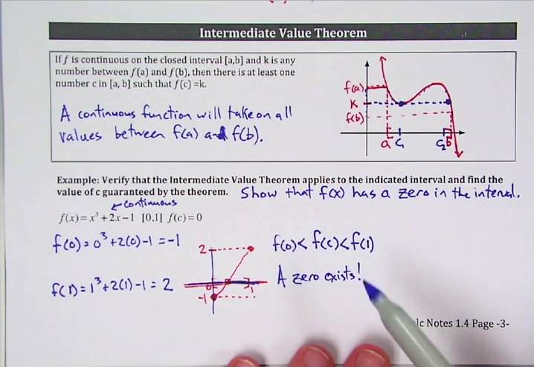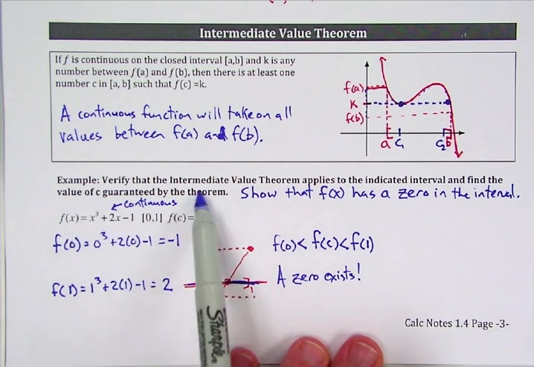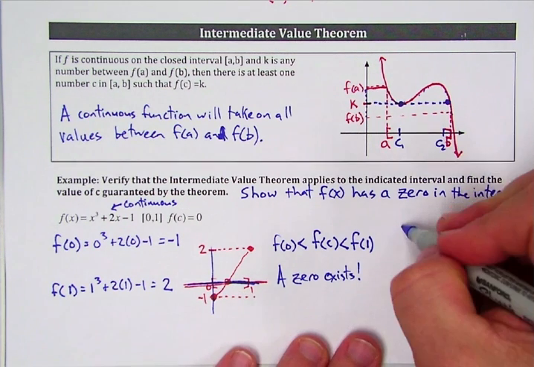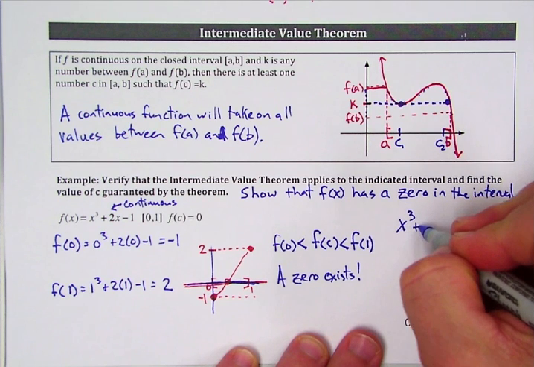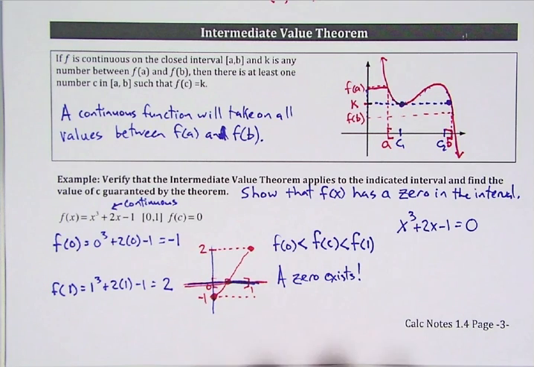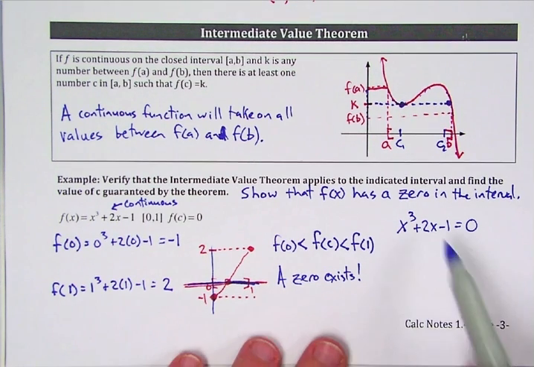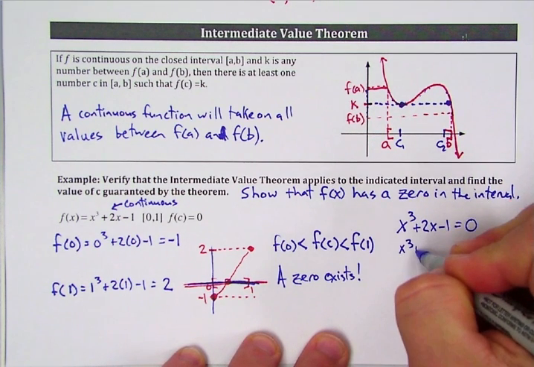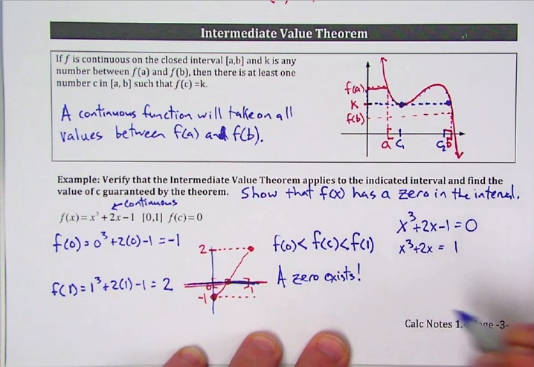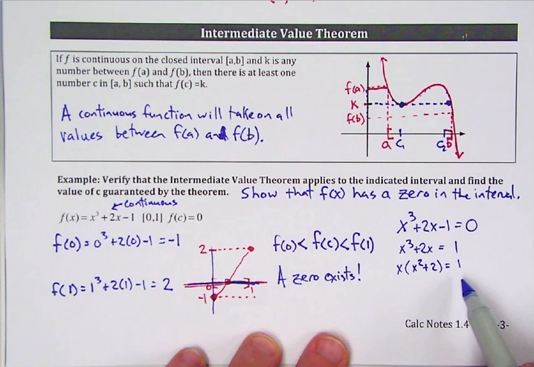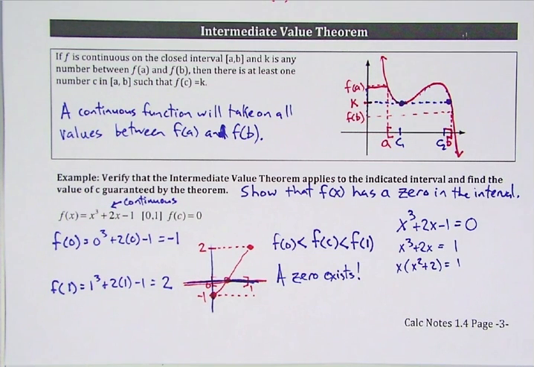Now, if we want to find the value of c guaranteed by the theorem, we know it exists. So we know the 0 exists. Let's go ahead and find it. So we want to know, where does that function equal 0? Now this is a cubic, and it's not going to be so easy, because even if we factor this, even if we add the 1, we get something like this. All right, we really have no methods for solving this.